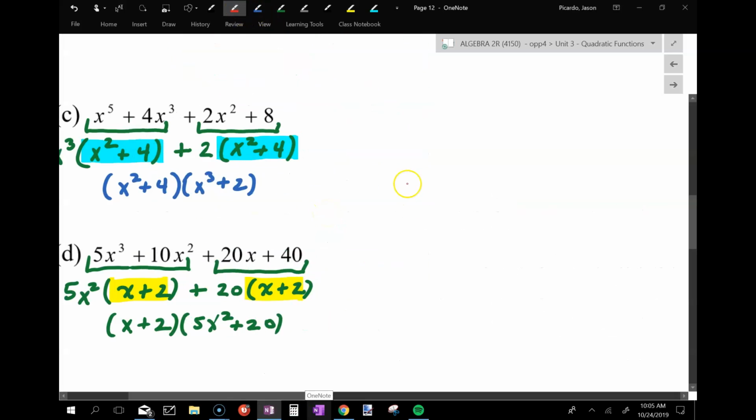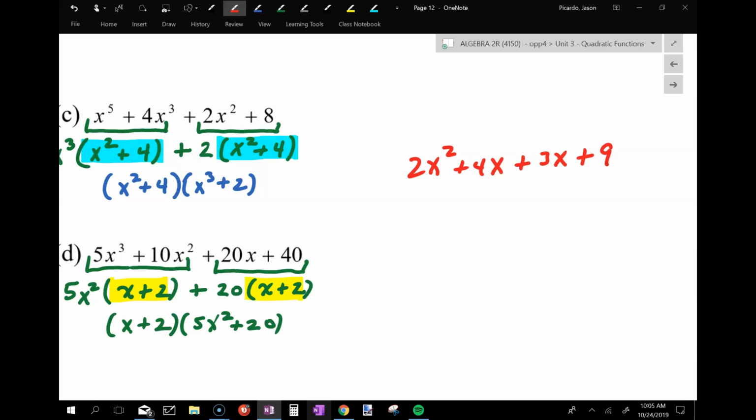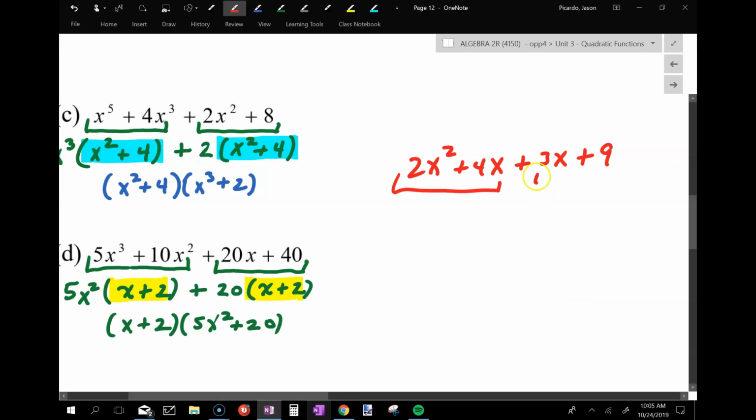What if I gave you this problem? Don't write this down. All right, and I said, okay, does that look like one of the ones we've been doing? What do you think? Looks like it, right? Group these two. Group these two. What can I take out of the first one? When I take out a 2x, what do I get? X plus 2. I always keep this sign in the middle. What can I take out of the next group? 3. When I take the 3 out of 3x, I get x. When I take the 3 out of the 9, I get 3.